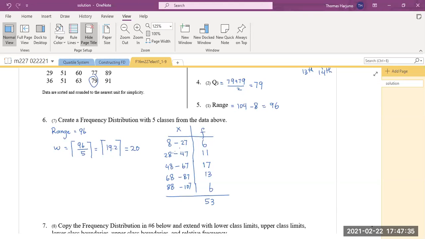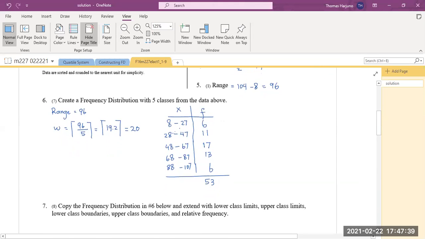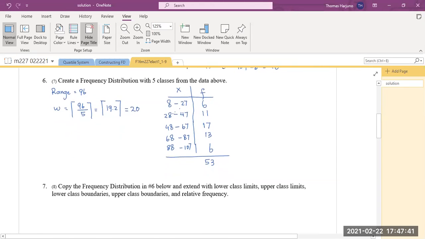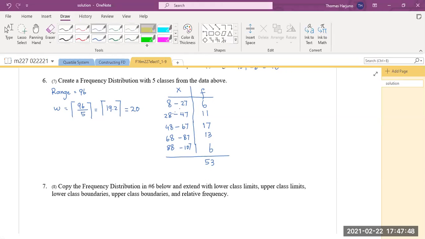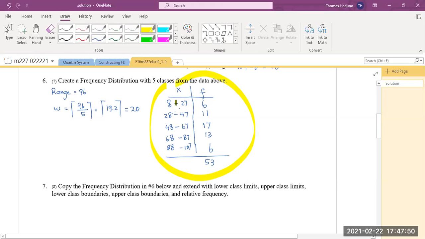Now, once we are done with this, the next question is number 7. Copy the frequency distribution in number 6 below. So you will copy this frequency distribution below, and then extend with lower class limits, upper class limits, lower class boundaries, upper class boundaries, and relative frequencies. I give 8 points for this.